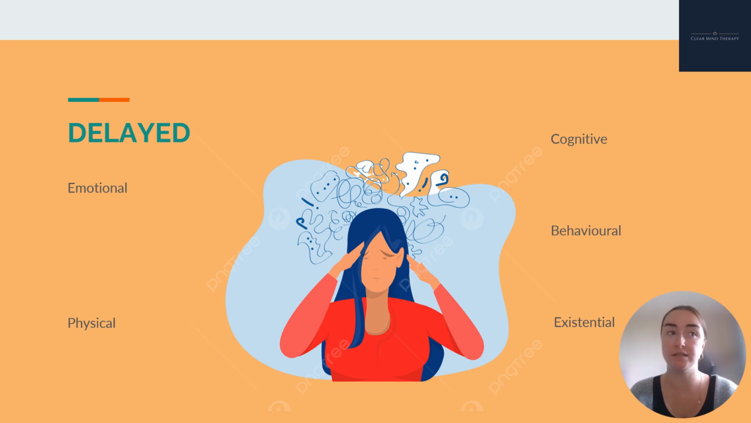And finally, we have the delayed existential reactions. So this can look like increased questioning, like why me? Why did this happen to me? Increased cynicism or disillusionment about others or the world around you. Increased self-confidence. So this could look like if I survive this, well, then I can survive anything.